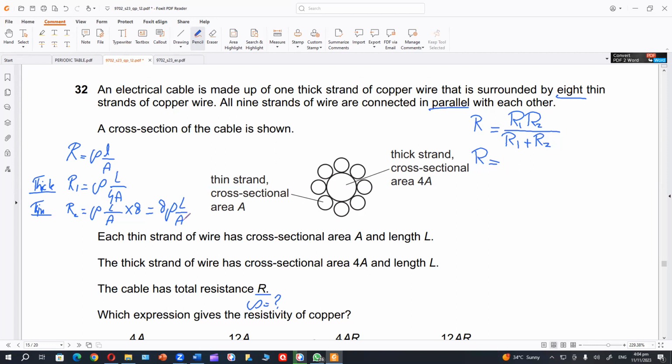So this is my plan, and I want to use that rho L upon A into rho, oh, 4A, sorry. Then no contribution coming up.